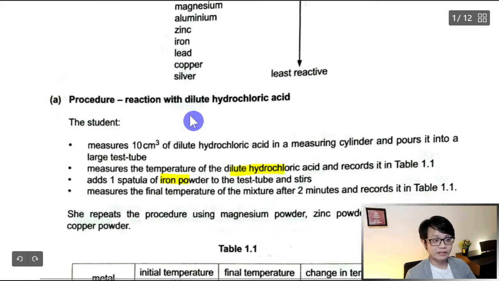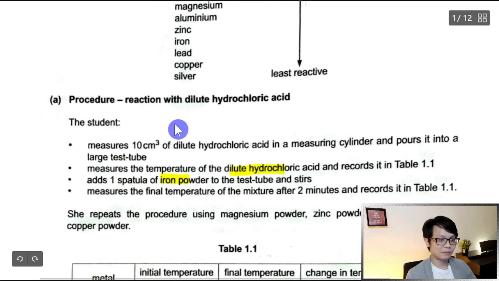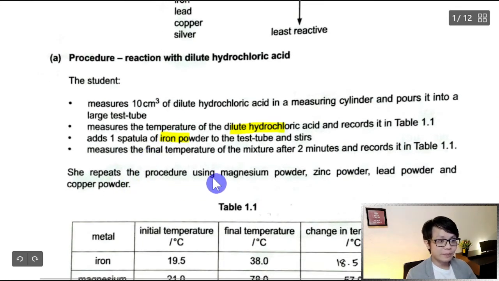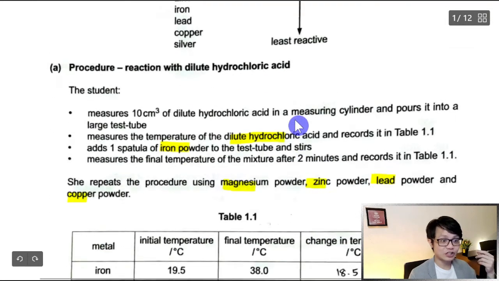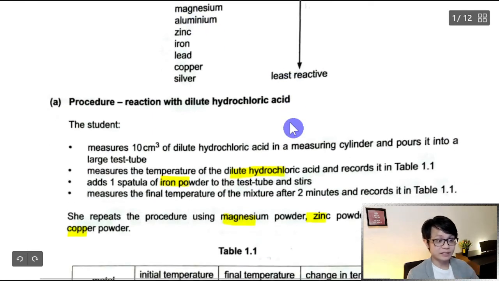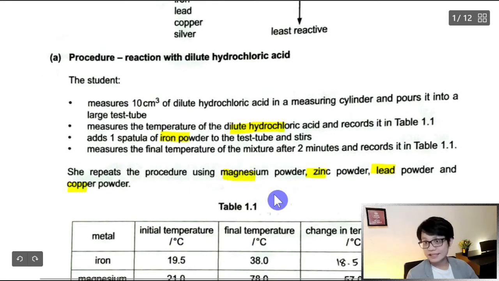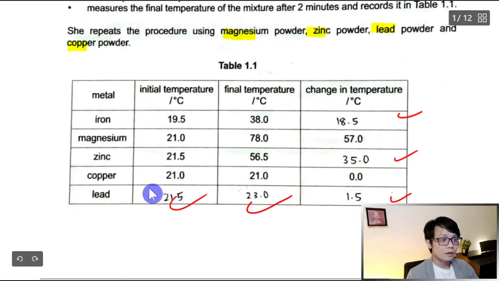And copper is also very less reactive, so it cannot react with other things, depending on what we are talking about. So of course you need to repeat it with magnesium, zinc, lead and copper powder. So he repeats with magnesium, zinc and lead. Obviously we assume that magnesium will have the highest change of temperature because magnesium is more reactive. Potassium and sodium are even more reactive, but the question didn't say. So they only use these few things only.